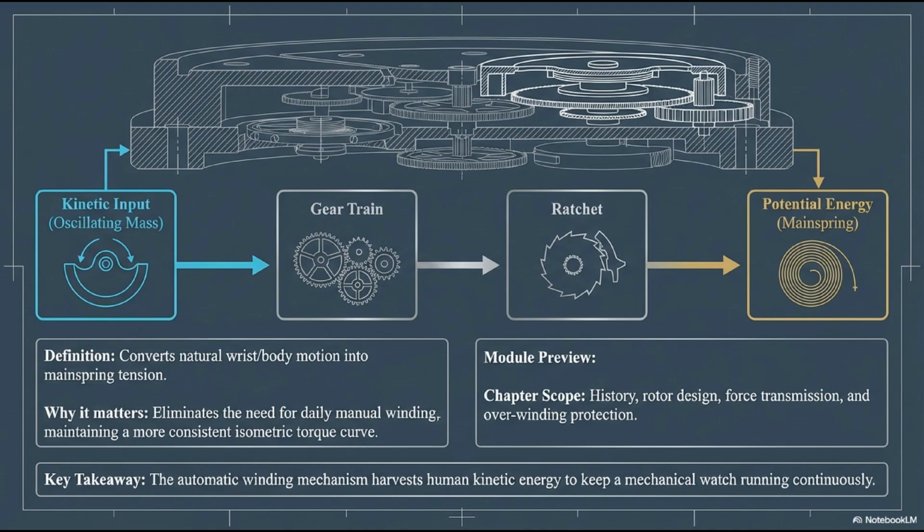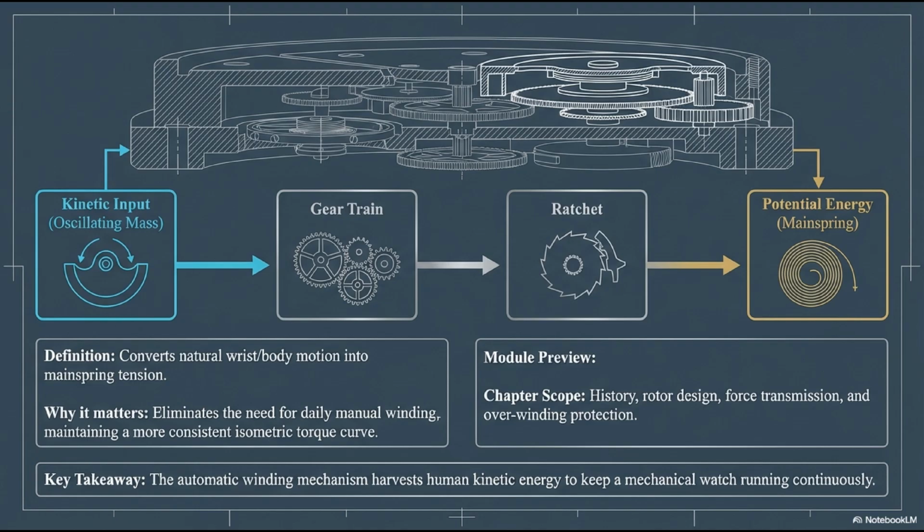This force then moves into the second block, the gear train. This isn't the train that drives the hands, this is a dedicated reduction train designed to multiply the torque generated by the rotor. Next, we move to the ratchet, which acts as a mechanical diode. It ensures that the energy only flows in one direction, preventing the system from unwinding itself. Finally, on the right, we reach the ultimate destination, potential energy. The force compresses the mainspring inside the barrel.